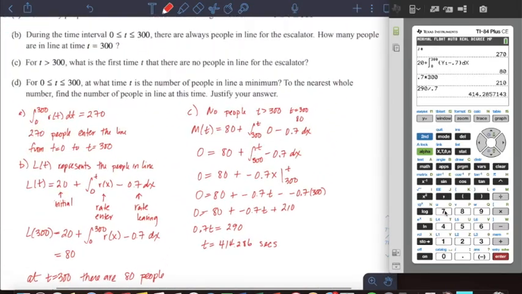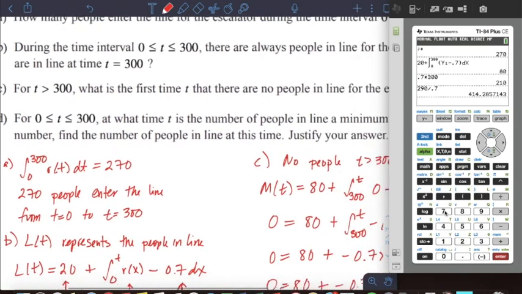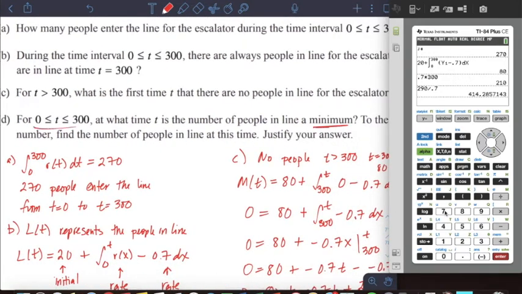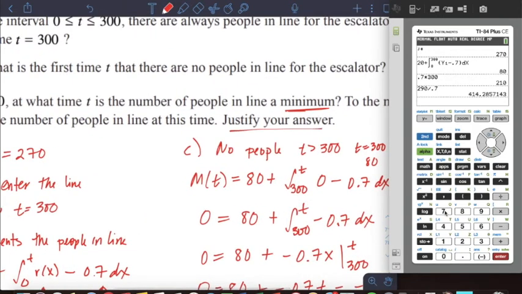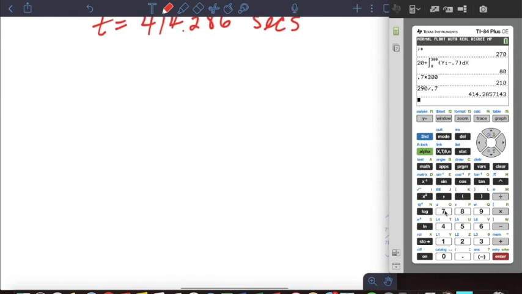All right, part D. For t between 0 and 300, at what time t is the number of people in line a minimum? To the nearest whole number, find the number of people in line at this time. Justify your answer. Okay, so if I want to find a minimum on a closed interval, I should be thinking through candidate test. All right? And the candidate test will count as all my points for the justifying your answer. Okay, so let's start the work for this one.